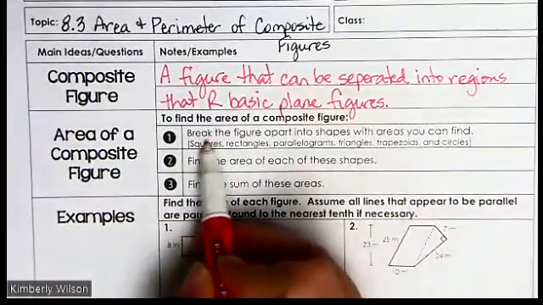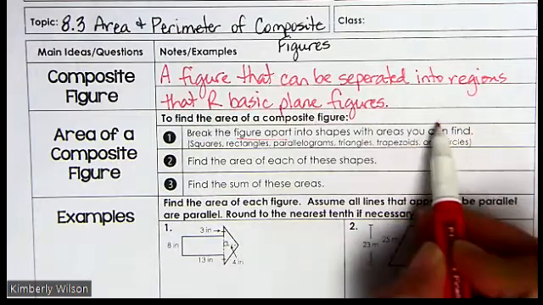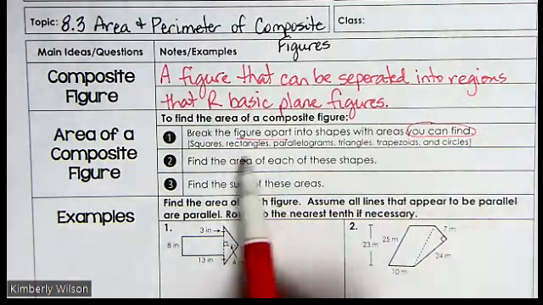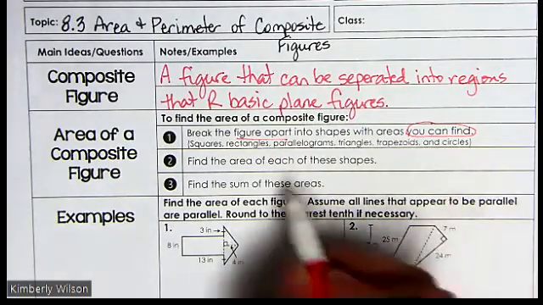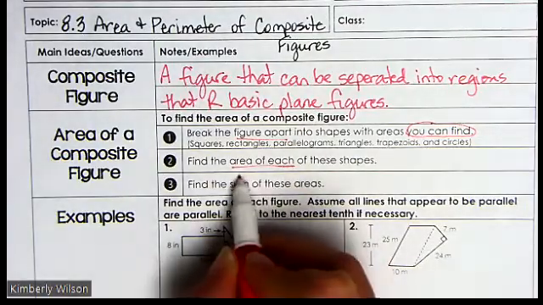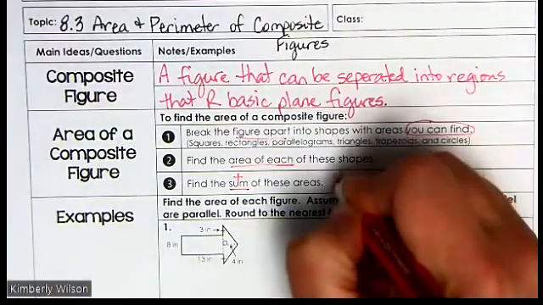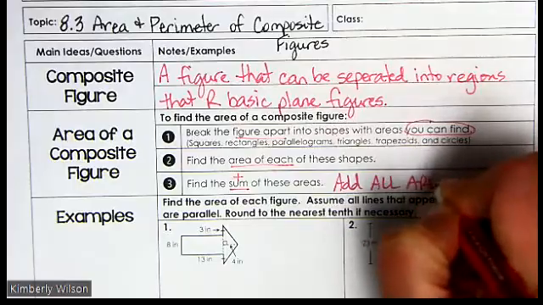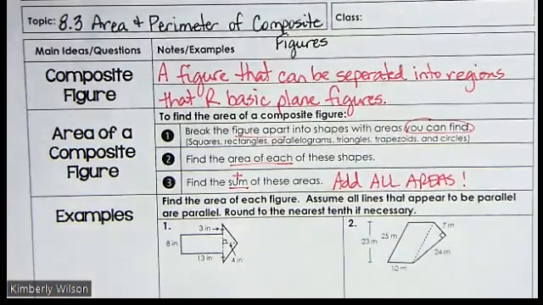So first step, we break the figure apart into the shapes with areas you can find. So you got to make sure it's shapes that you can find, like squares, rectangles, parallelograms, triangles, trapezoids, and circles. Then you find the area of each, and then we find the sum. Well, to find the sum, that means we add them all up. So we add all areas.